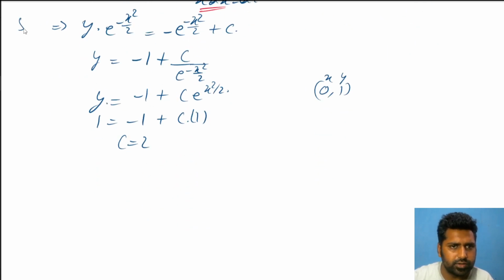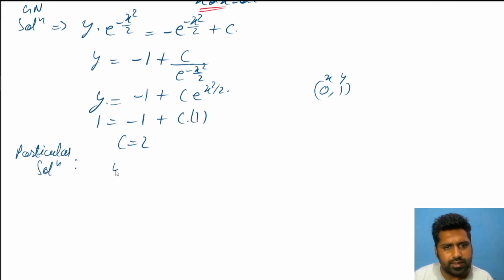Now again, your solution, this is the general solution, this is the particular solution. Finally, after writing the value of c, we write the particular solution. So that's y is equal to minus 1 plus 2 e raised to power x square by 2.